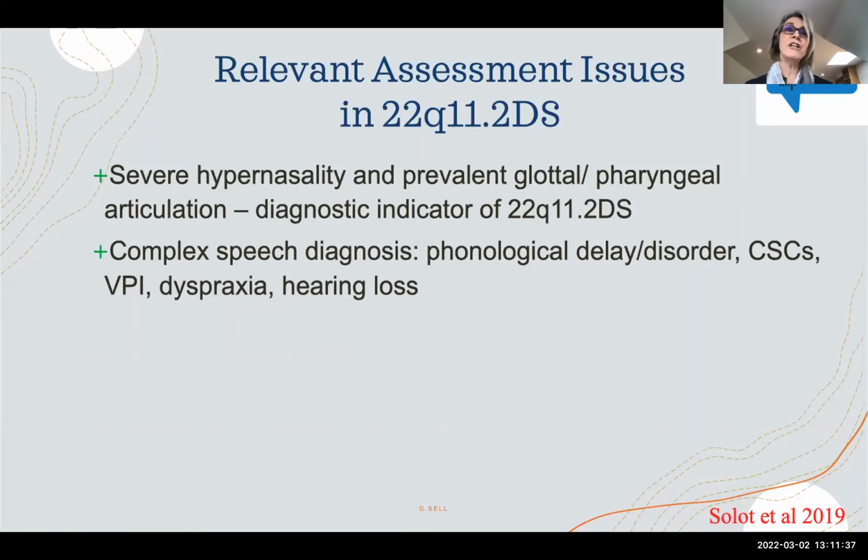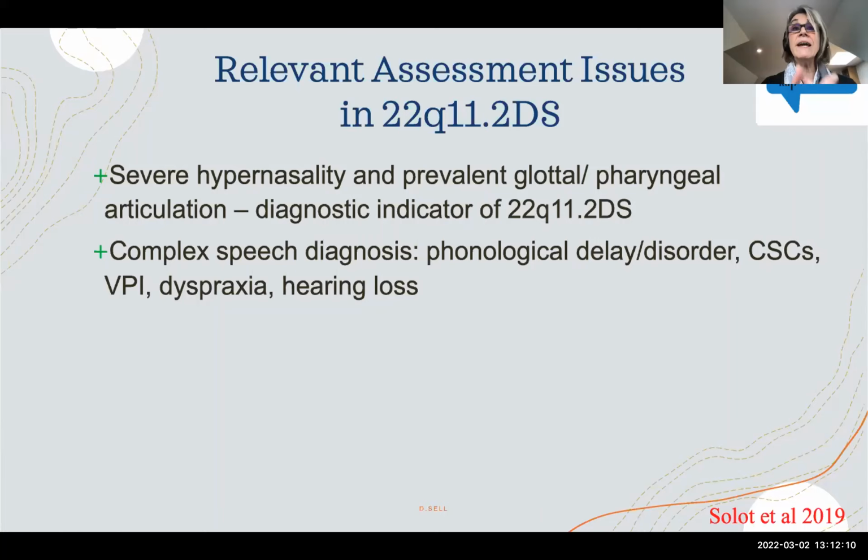Firstly, these children can present with severe hypernasality, and almost every target, every pressure consonant can be a glottal stop or a pharyngeal fricative. And actually, if you hear that pattern, and you may be the first professional to see the child, if they haven't had that history of all those medical problems, because they don't all have those medical problems, although they're common, it can be a diagnostic indicator of 22q. So if you see that pattern, just ask the question.